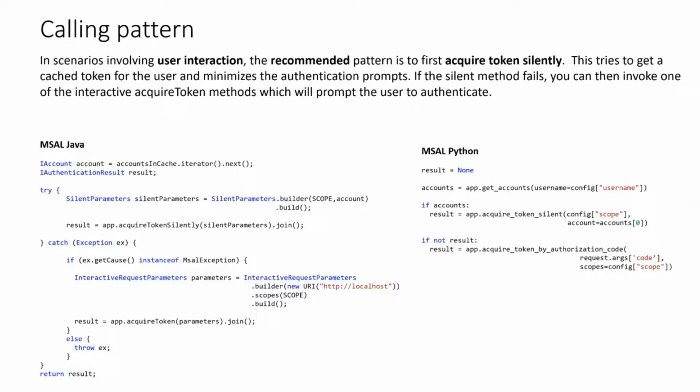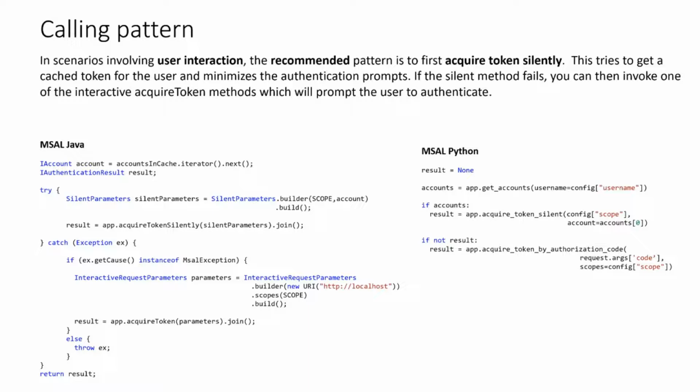What it means to acquire token silently is that when you call this method, MSAL checks the cache for a token that exists for this authenticated user. If there is a token, it returns it. And if there is no token, or there is a token that is about to expire, it will even do a refresh and return that token all in the background, without prompting the user.